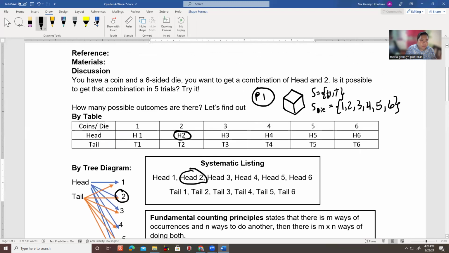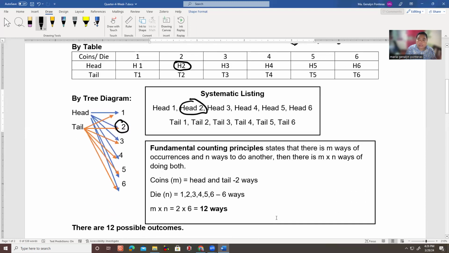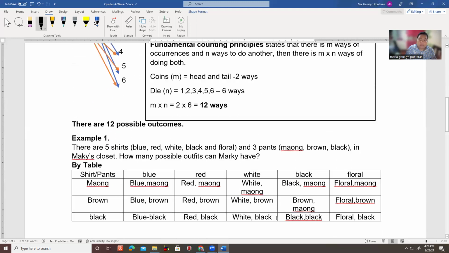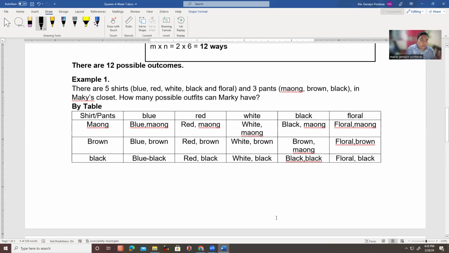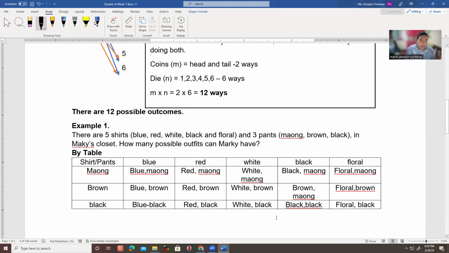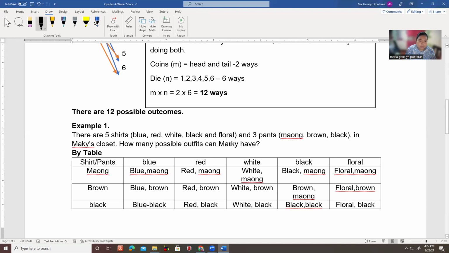Now, when it comes to getting the combination in 5 trials, we're going to discuss that in the later part of the lesson. So let us have our first example. There are 5 shirts, blue, red, white, black, and floral, and 3 pants, maong, brown, black, in Maki's closet. How many possible outfits can Maki have?